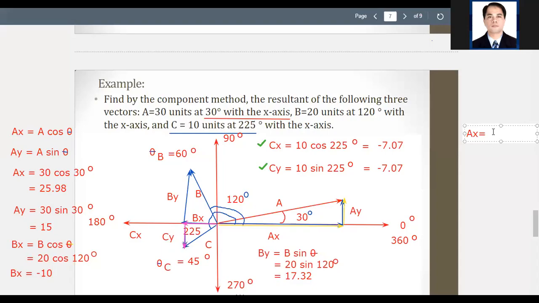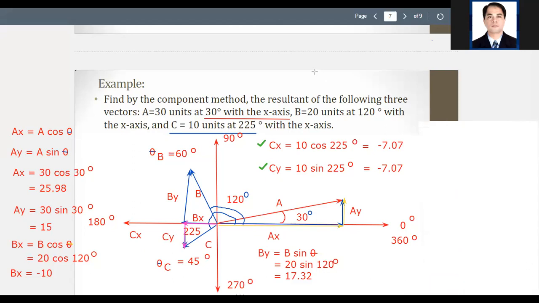So again, now if we are going to combine together all the values of x, let's say we'll sum it up, we'll put them in one place. So what will be our values of x? So this is the values of x together. So A sub X is 25.98, B sub X is negative 10, C sub X is equal to negative 7.07.